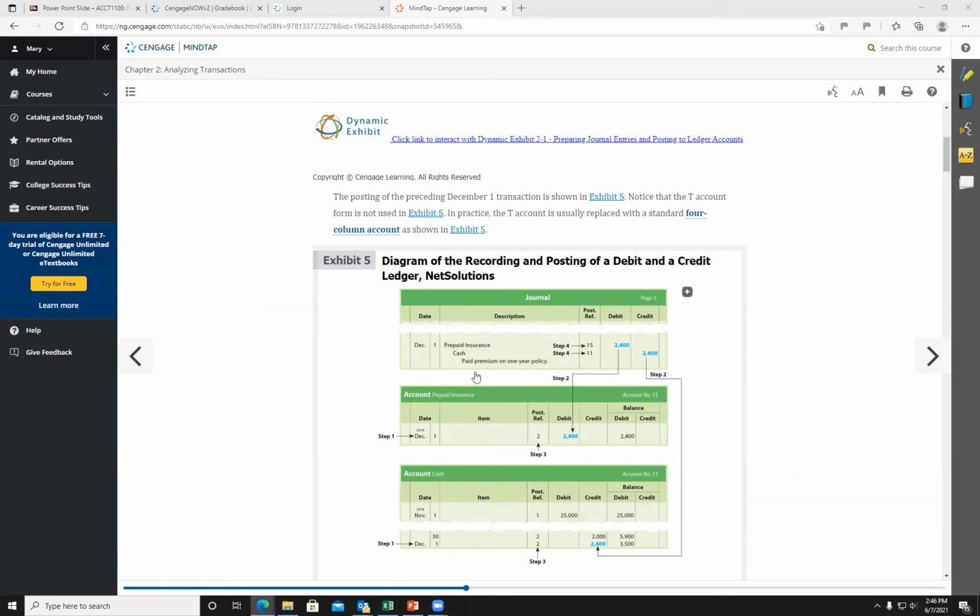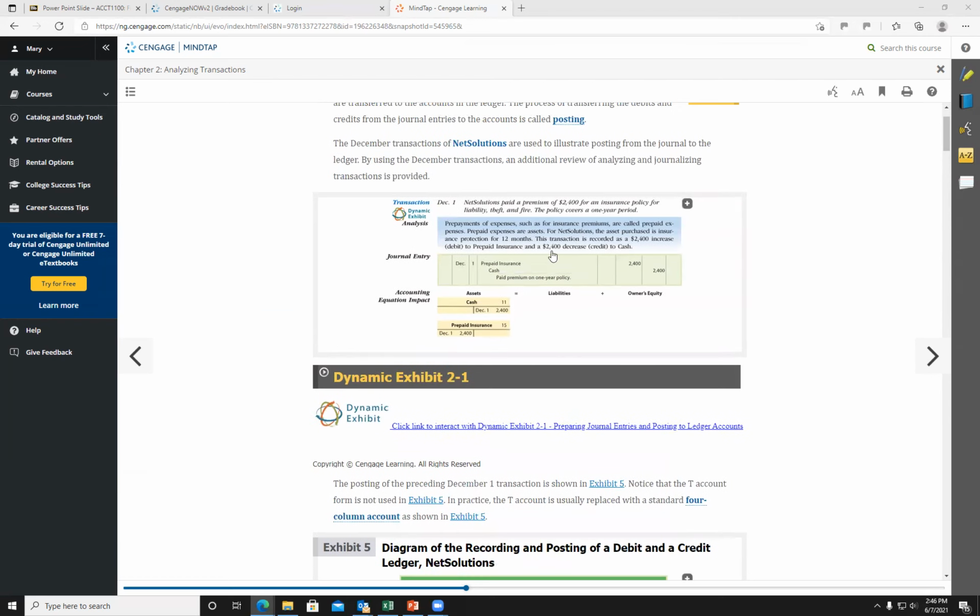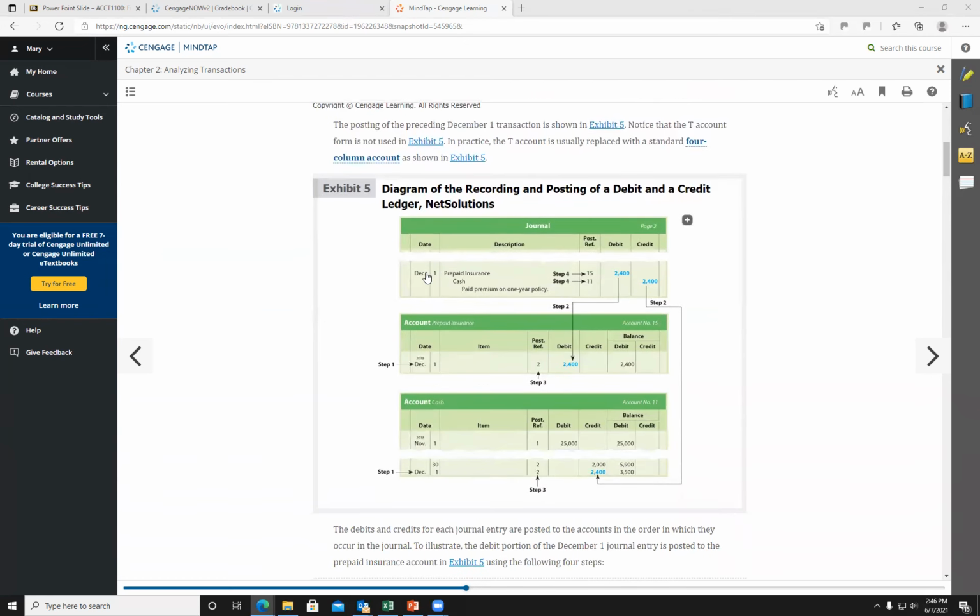So here is the journal entry, just like up here. We have dated it, we've given it descriptions, which basically come from the chart of accounts. We listed the debit first, the credit second. The debit's always on the left, the credit's always on the right. And we gave it a posting reference number. Now this is your journal entry. Now, let's show what it looks like when we actually post the journal entry to the accounts.